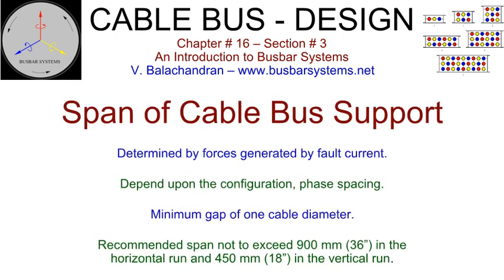Span of cable bus. The span of the cable support block is determined by short circuit forces generated per unit length by the fault current flowing through the cable. The forces will depend upon the geometry of the configuration, phase spacing, and distribution of fault current amongst the cables. It is the normal industrial practice to provide a minimum gap of 1 cable diameter between adjacent cables. It is also the practice in the industry to not exceed a span of 900 mm or 36 inches in the horizontal run and 450 mm or 18 inches in the vertical run of cable bus.